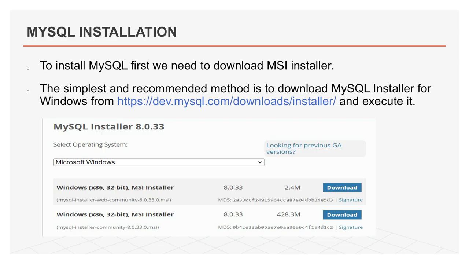So here I will discuss how to install MySQL. In this slide, you will learn how to install MySQL. To install MySQL, first we need to download the MSI installer. The simplest and recommended method is to download the MySQL installer for Windows from the URL below. This is dev.mysql.com. We can download the installer from there, and after that we can execute that MSI file.